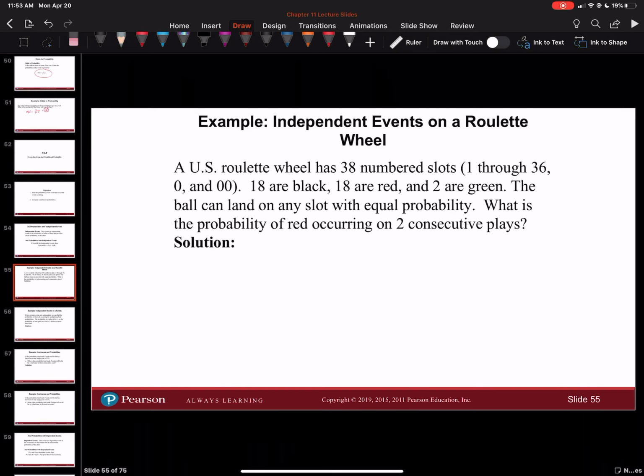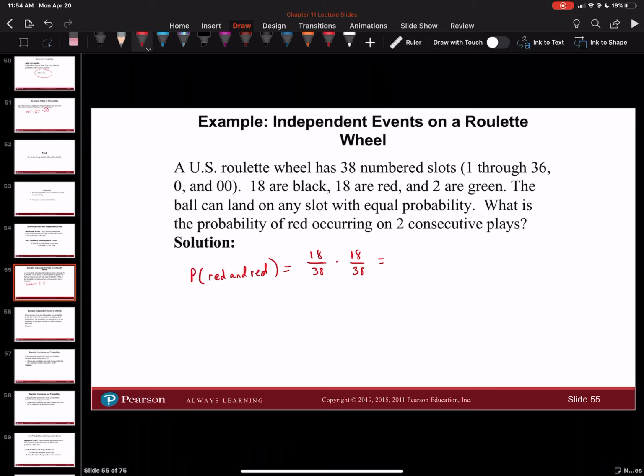All right, let's look at this. If we think about this, the probability of getting red and red is equal to the probability of getting a red and the probability of getting a red, right? That's 18 out of 38 times 18 out of 38, because there are 18 red slots. So it has 18 out of 38 chances of getting it.